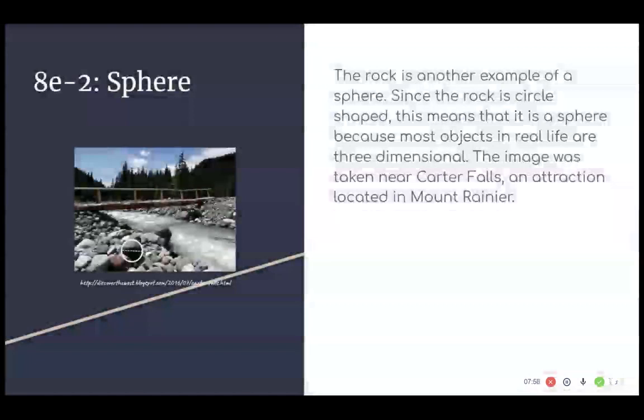The rock is another example of a sphere. Since the rock is a circle, and it's shaped like that, this means that it is a sphere because most objects in real life are three-dimensional. The image was taken near Carter Falls, an attraction located in Mount Rainier.